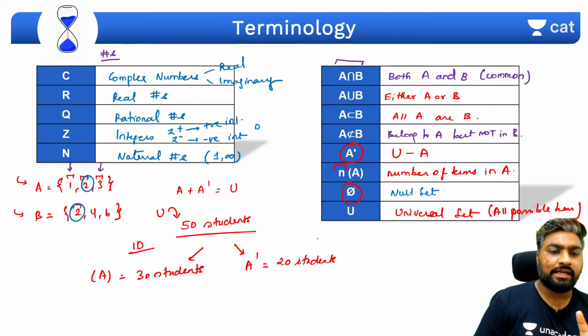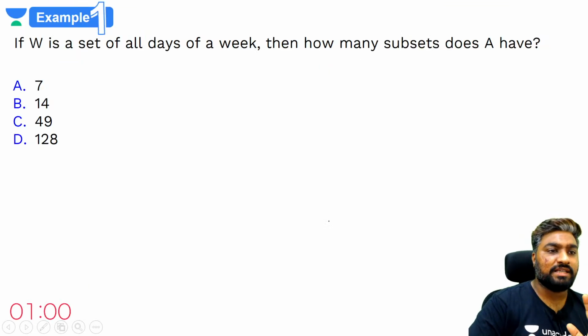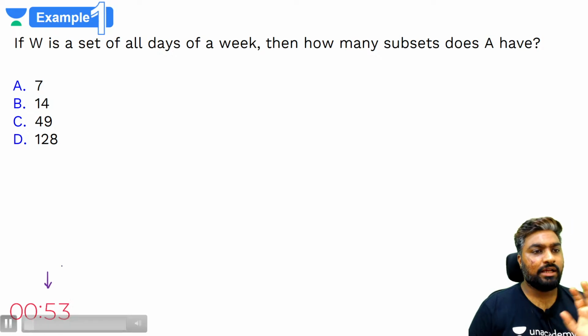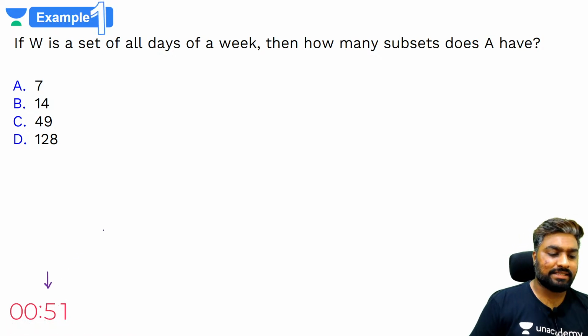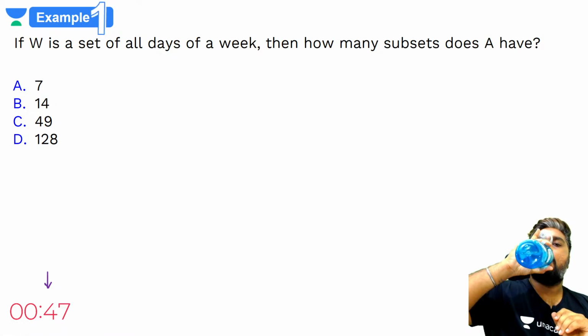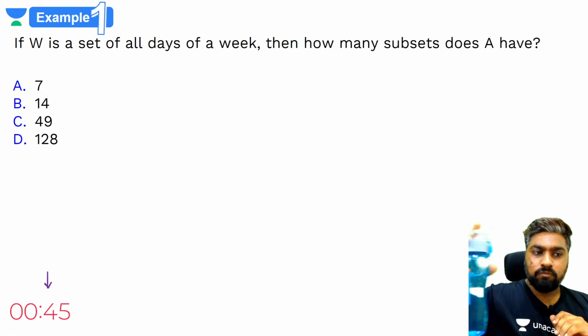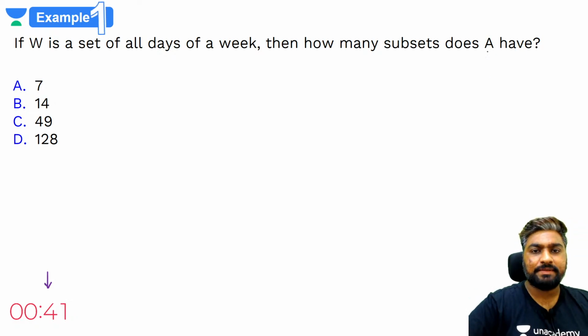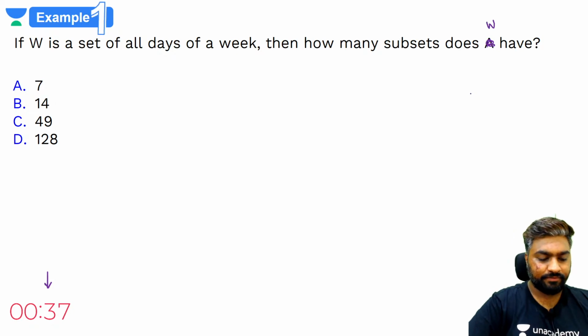Done? So the terms are done. Now we will be talking about some of the concepts, but before that let's try out a simple example. There's a 1 minute timer running here. Quickly read this question and try to answer. Let's see how many can answer it. How many subsets does W have? Let's see if you can quickly try this.